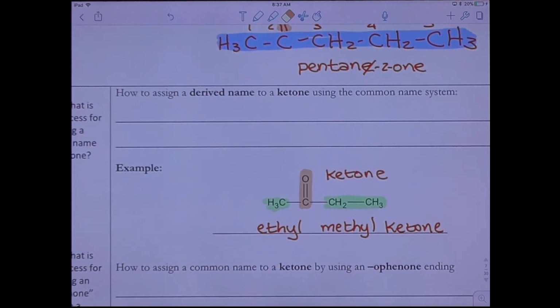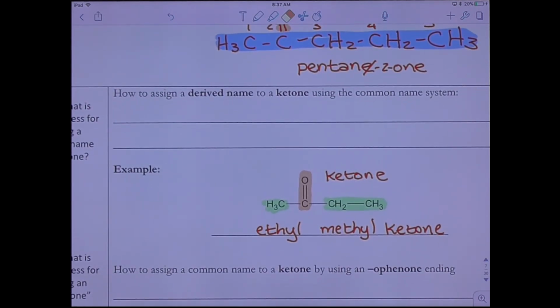Okay, so that's usually referred to as a derived name for common name. I don't know why, but you highlight the carbonyl group. And you name it as a ketone. That's what the ketone ending means in that. And then put what's attached to it in alphabetical order as though they're substituents.